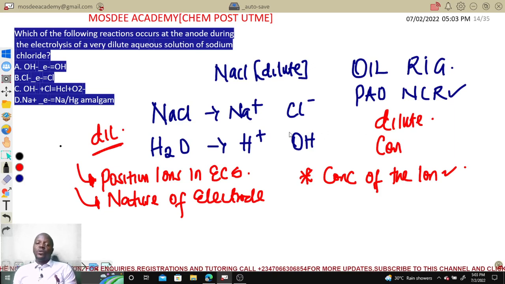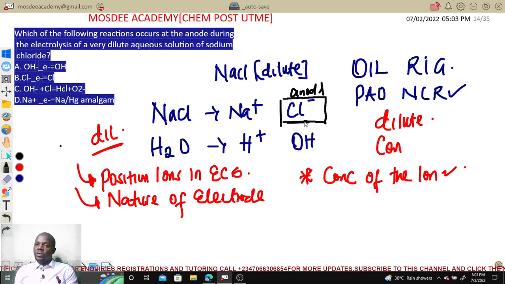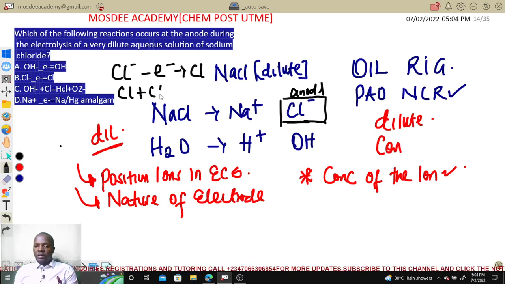So here it is a dilute solution. Because it's a dilute solution, what you expect at this compartment, which is what the question asks us, the anode, instead of oxygen to be discharged, is that it is chlorine that will be discharged. So the concentration of this is less. So you expect Cl- minus e- to give you Cl. So Cl plus Cl will now give you Cl2 to be discharged. Oxygen is not discharged, it's chlorine gas that is discharged. So I'll go for that. So please, that's the answer to the question.